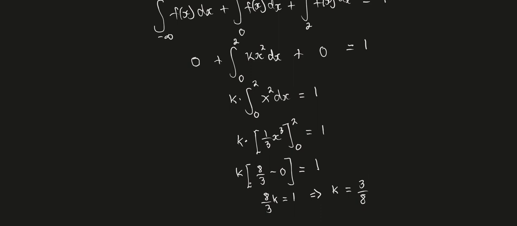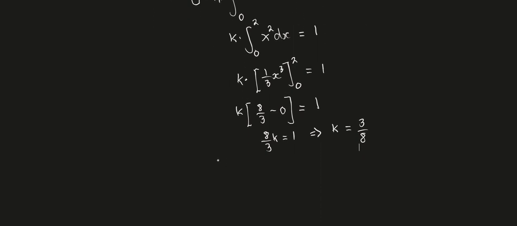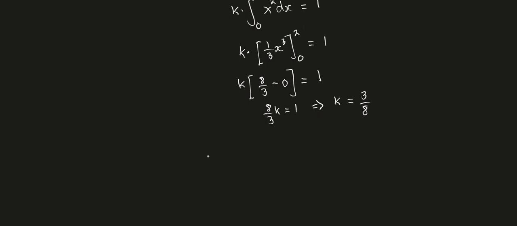So let's restate the complete PDF now, right? Let's restate our PDF. Right? So now it's 3/8 of x squared whenever x is between 0 and 2, and then it is 0 otherwise, right? All right, so now we have the PDF. Let's actually compute a probability. Suppose I want to know the probability that my x is between 1/2 and 1, right?